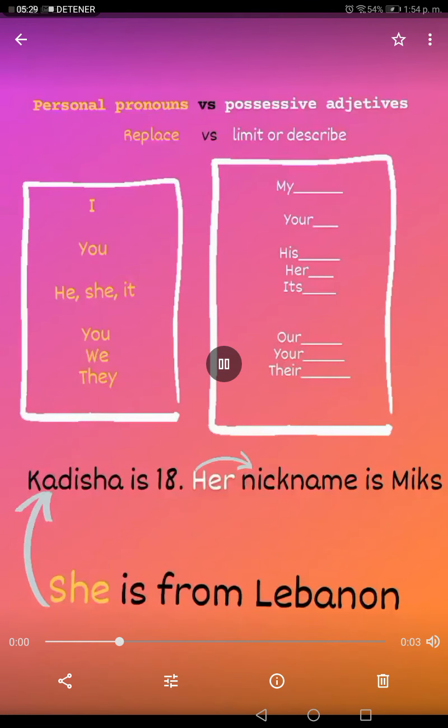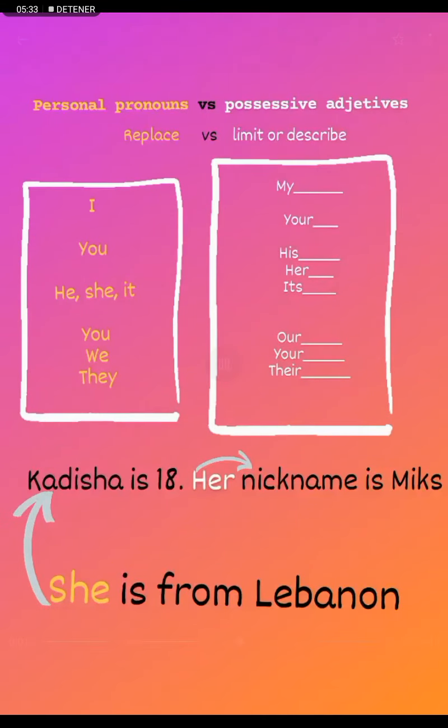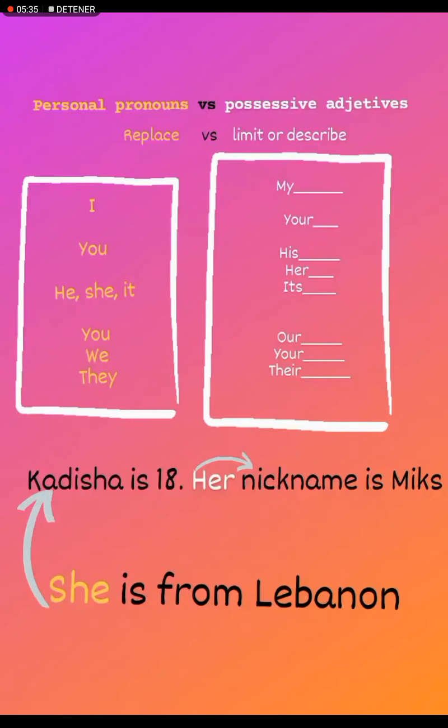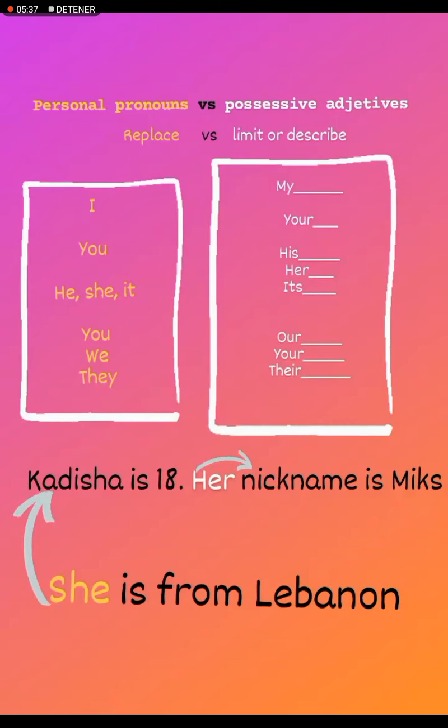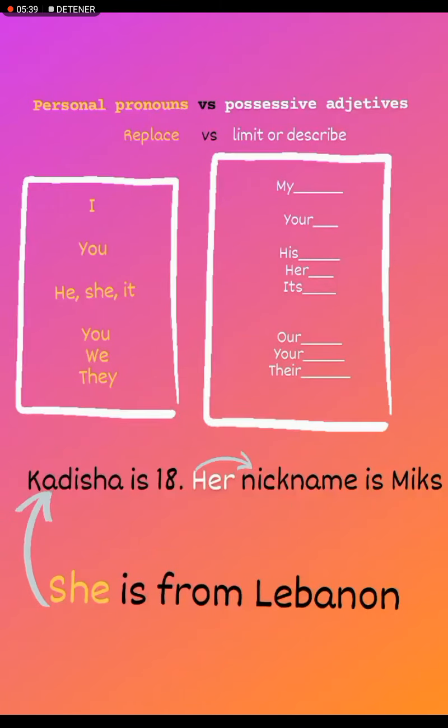And here we have two sentences that exemplify what I just said. The first one says, Khadija is 18. Yes. Her nickname is Mix.